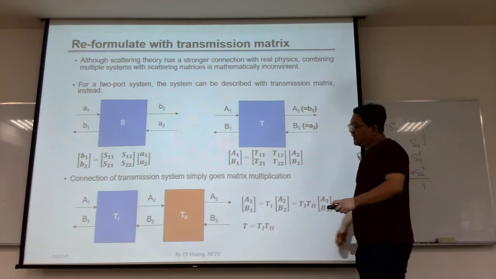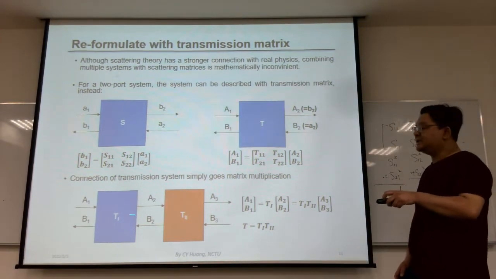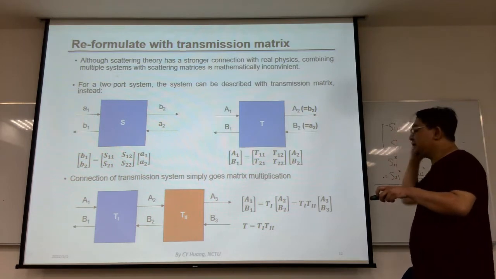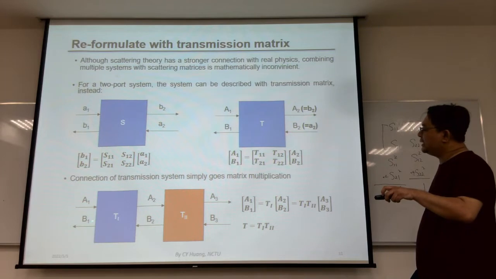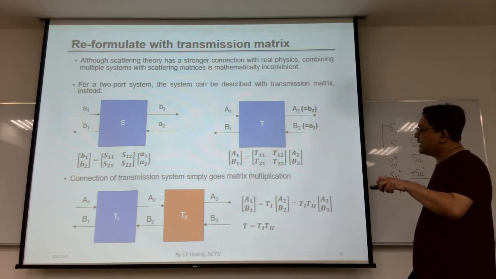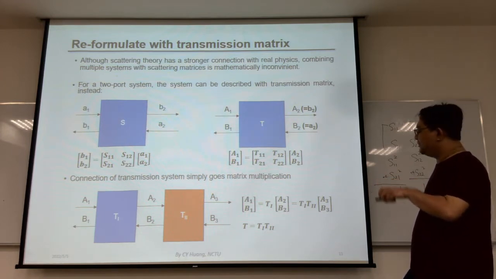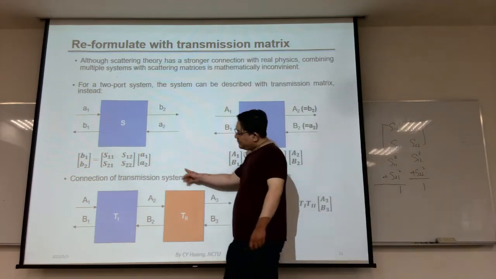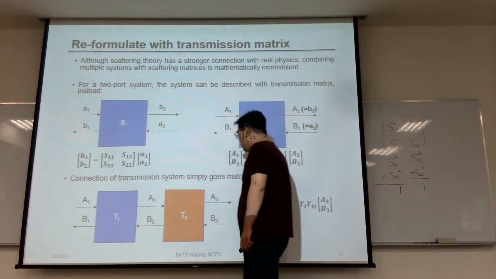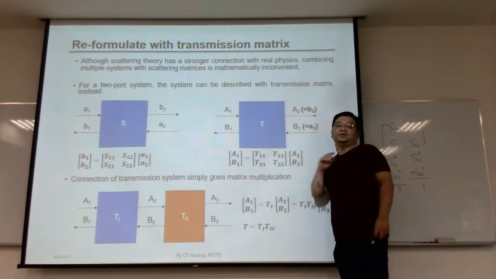Then, if we have two cavities or two systems consecutively linking to each other, then we can write down that A1B1 is transmission matrix 1 times A2B2. And A2B2 is a transmission matrix transformation of A3B3. So the transmission matrix as a whole will be just a direct multiplication of each one.